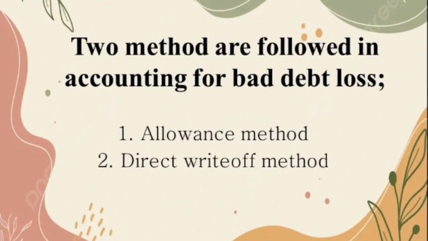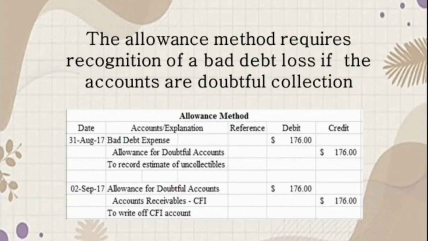Two methods are followed in accounting for bad debt loss. The first one is the allowance method. The allowance method requires recognition of bad debt loss if the accounts are doubtful of collection.